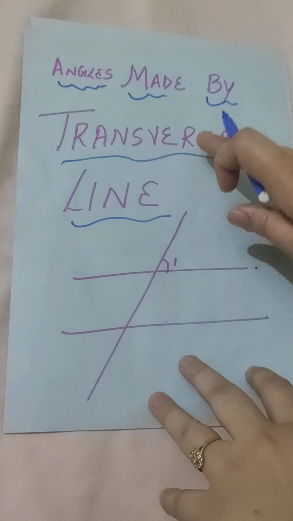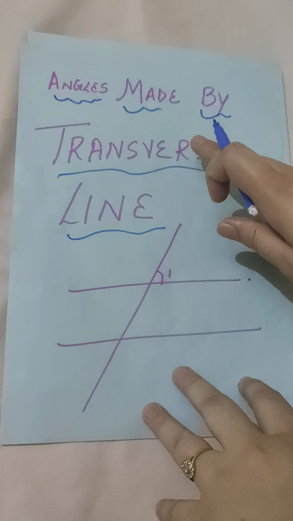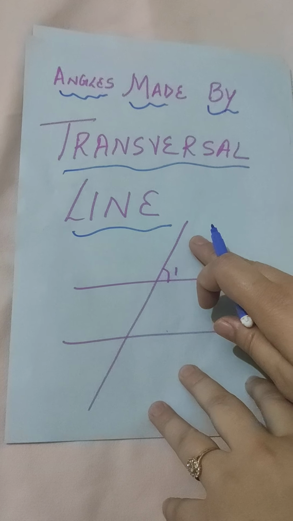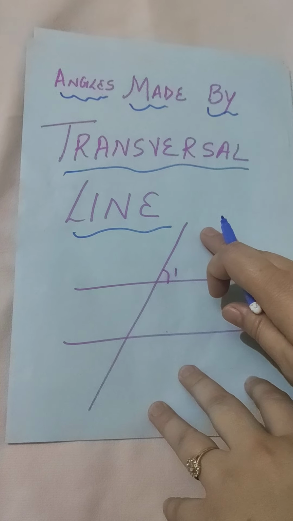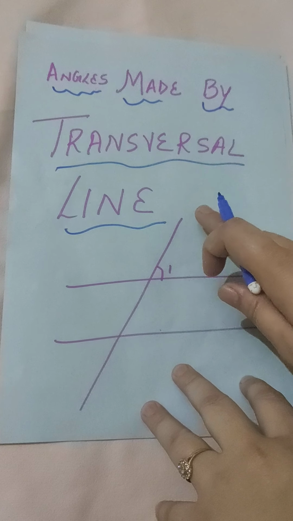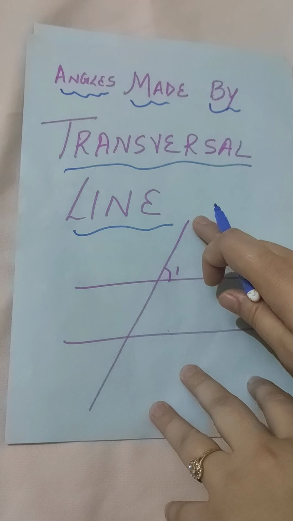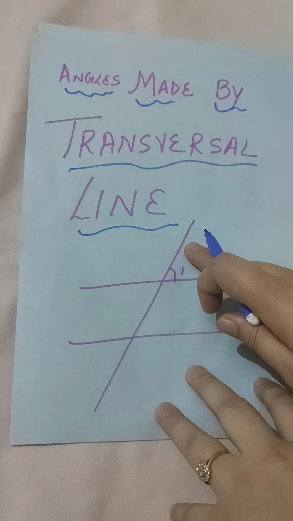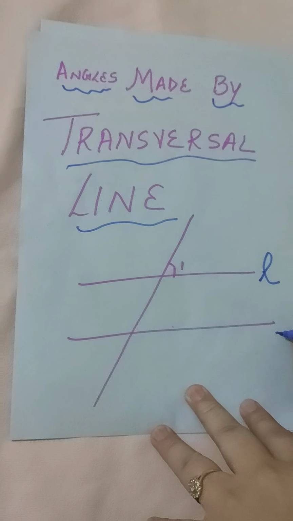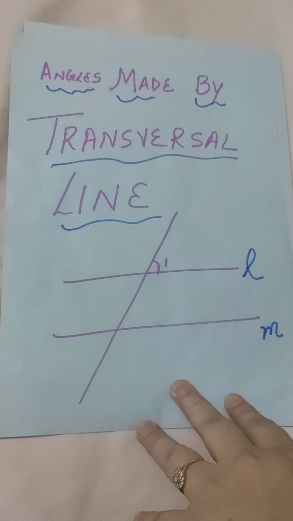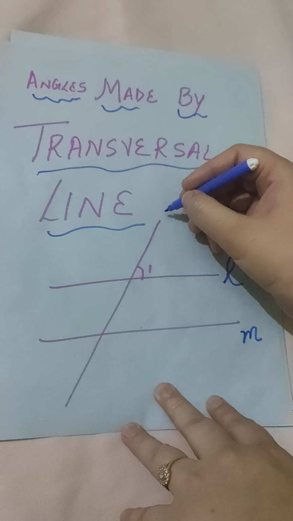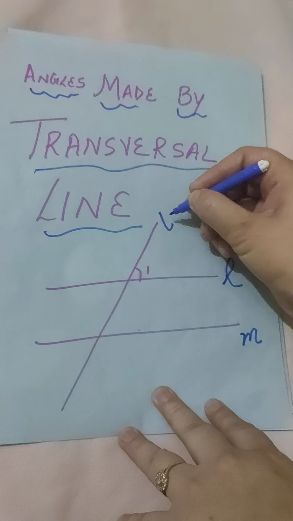So now we will learn about angles made by a transversal. First of all, we need to understand what a transversal line is. A transversal line is the line which cuts two or more lines at a time. Suppose this line is L and this line is M, whether they are parallel or non-parallel. And suppose this line is T.